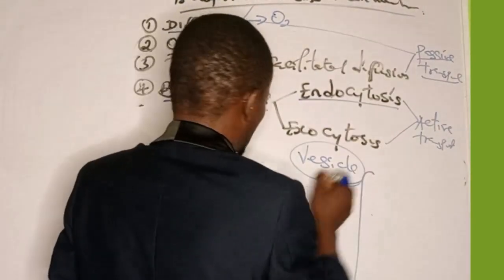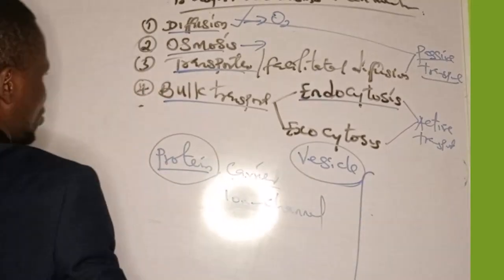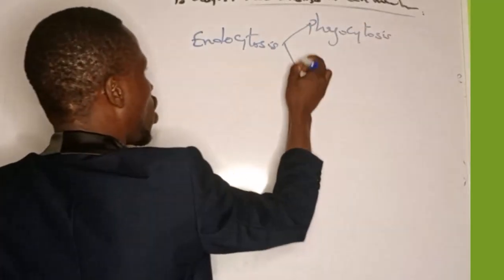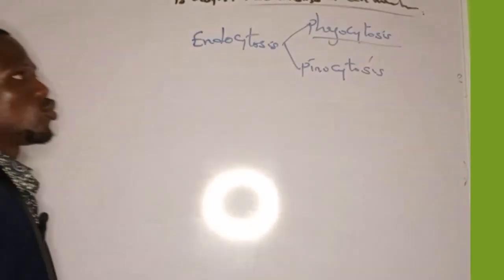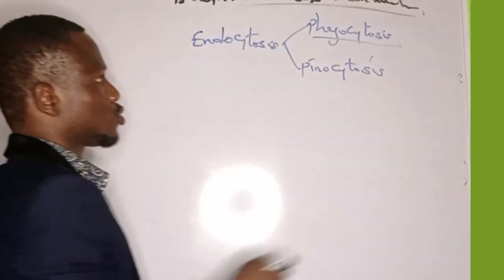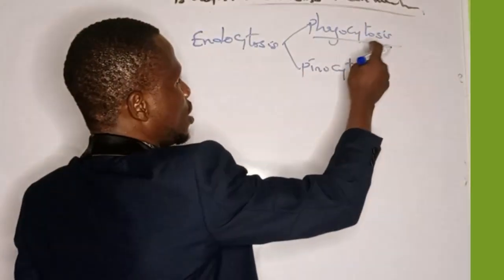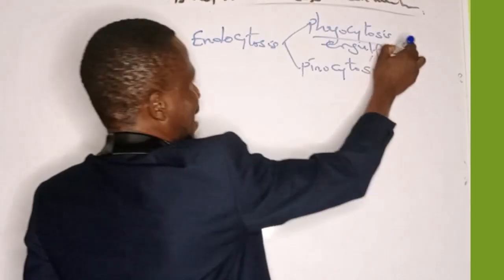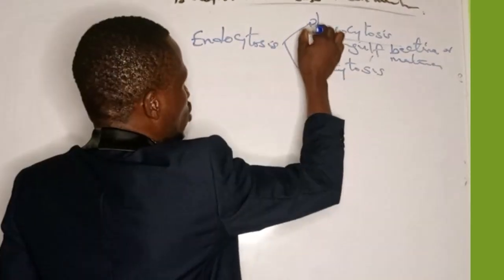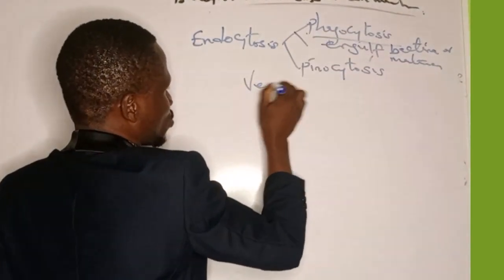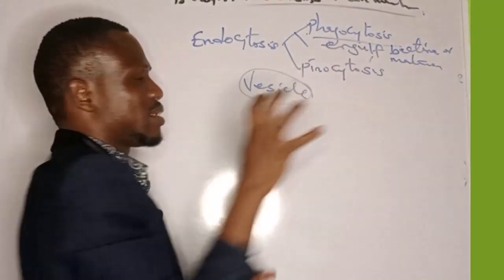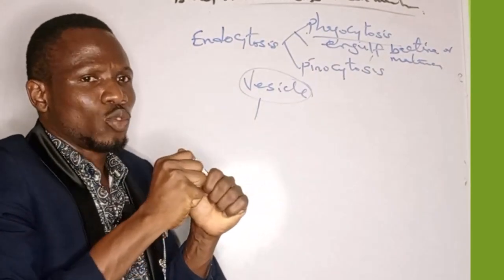For example, it can engulf microorganisms by the process we call phagocytosis. Under endocytosis, there are two types: phagocytosis or pinocytosis. To phagocytose means the phagocytic vessels will engulf bacteria or other materials into the cells. The vessels developed by the cell membranes will engulf these materials into the cells.